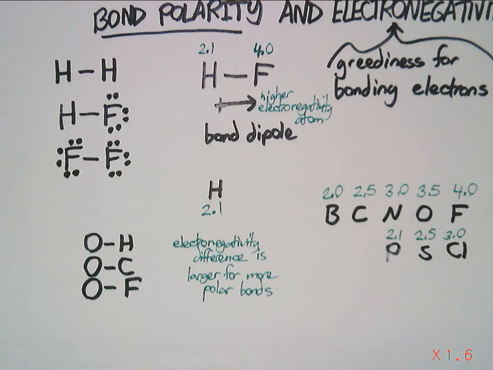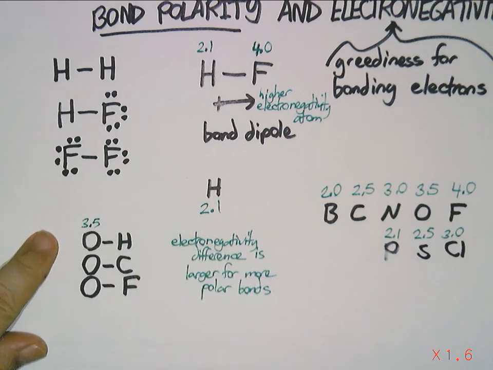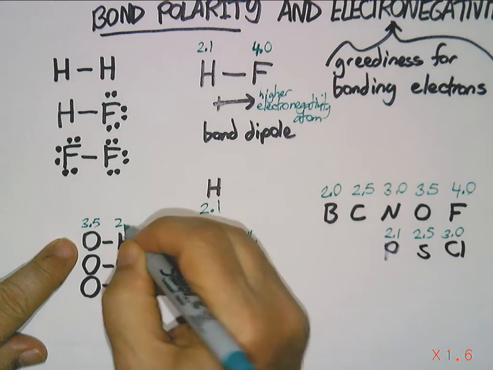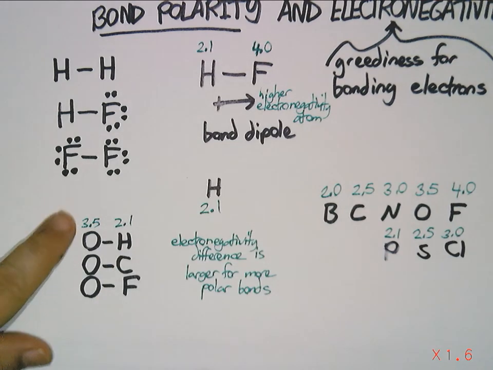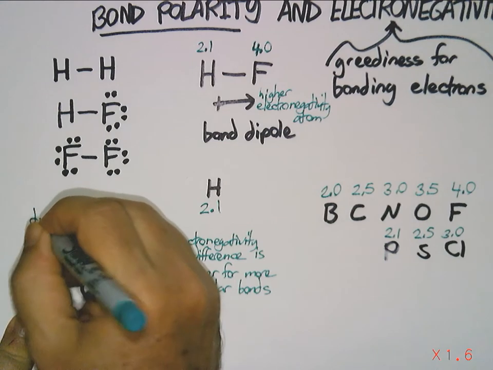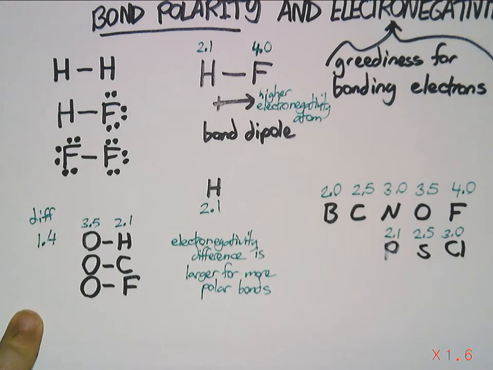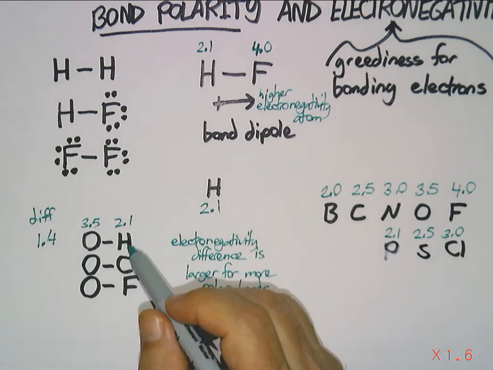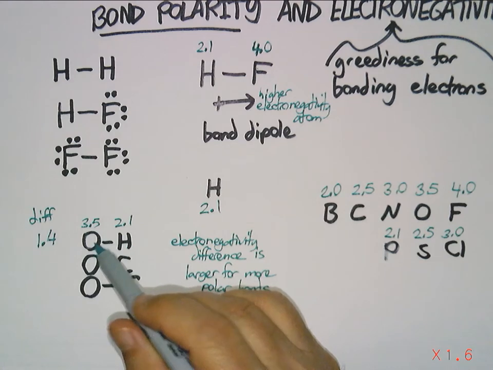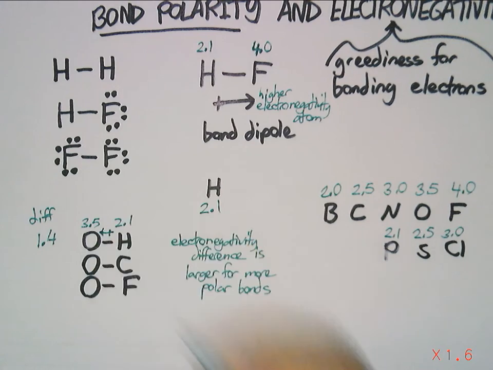Alright, if I look at my electronegativities, I can fill them in. It's 3.5 here for oxygen and 2.1 here for hydrogen, so that's like 1.4. There's a difference of 1.4 for that bond. And where's the negative end of the bond? It's going to be the oxygen end. So if I was going to write in the little dipole moment, I'd write it in like that.